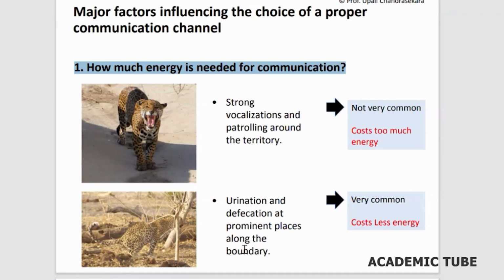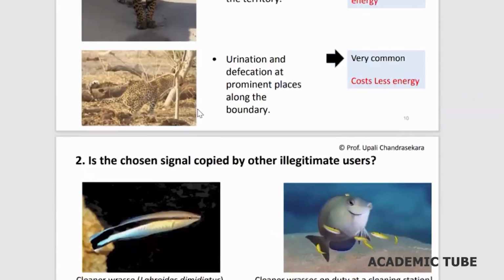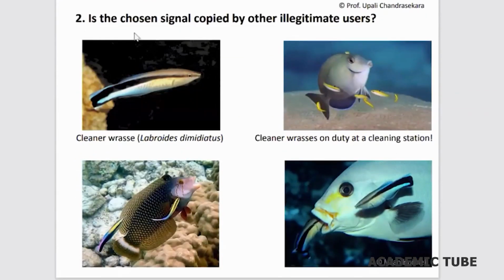So likewise, if you consider all the examples that I told you, you can find many different examples as well. Good. Now the second factor is the chosen signal copied by other illegitimate users.